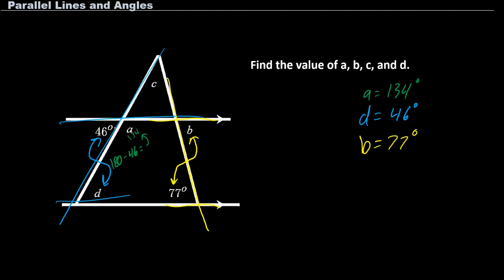And lastly, 46 is vertical to this inside angle. 77, which is what B is, is vertical to this inside angle. And then we have a triangle. So C is equal to 180 minus 46 plus 77, which equals 57 degrees. So C is 57.